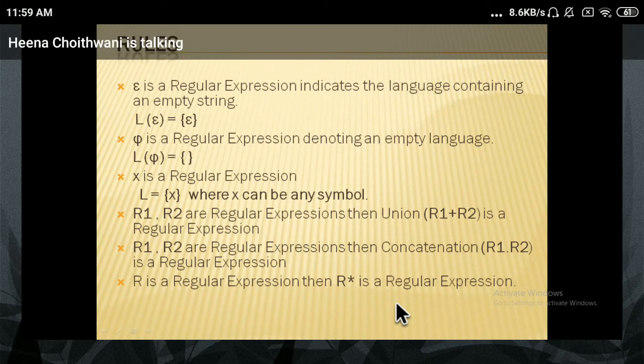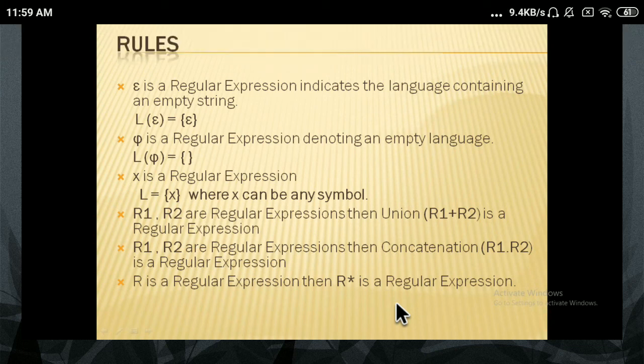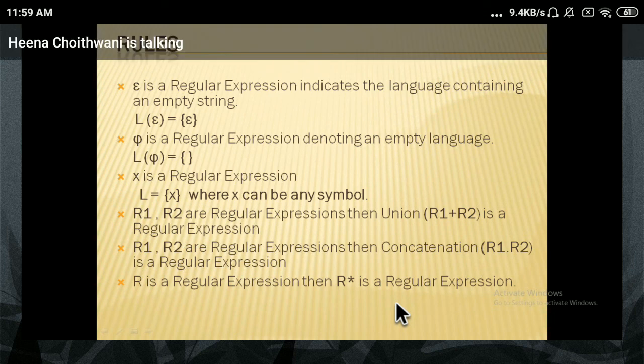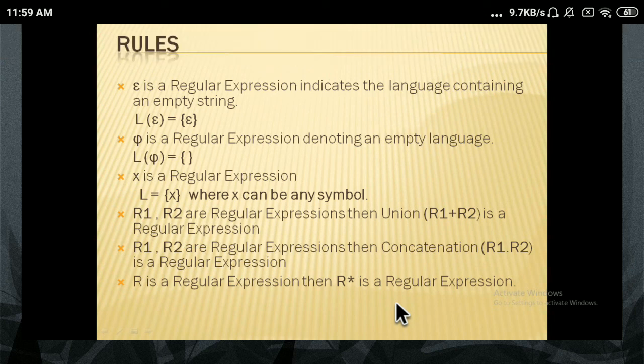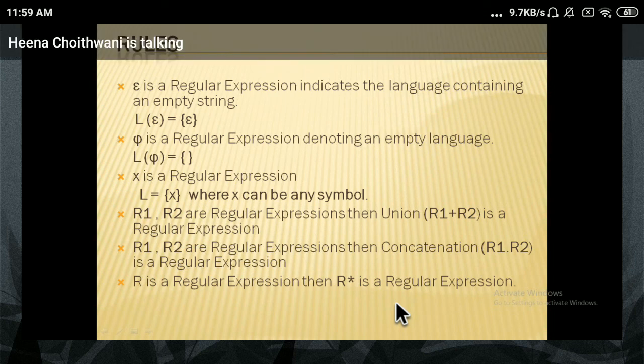Will it contain epsilon? Do we have epsilon in star closure? Yes, we have epsilon in star closure. Do we have epsilon in positive closure? No. Positive closure is nothing but the set of all possible strings excluding the empty string, but including it will be the star closure.